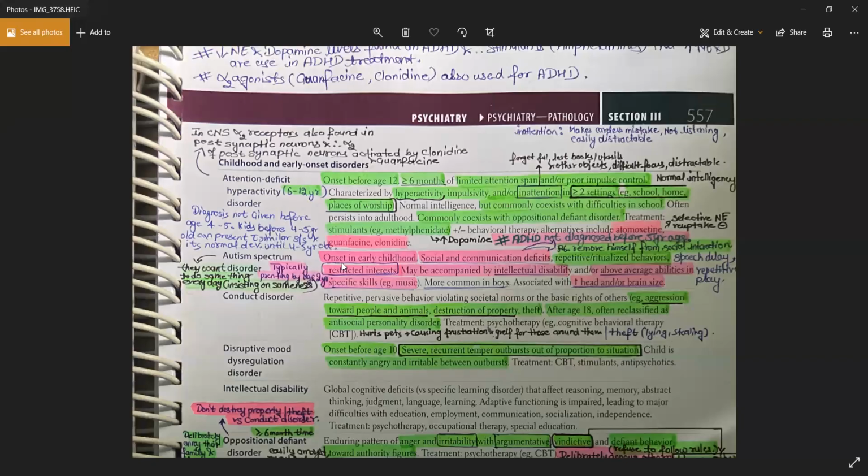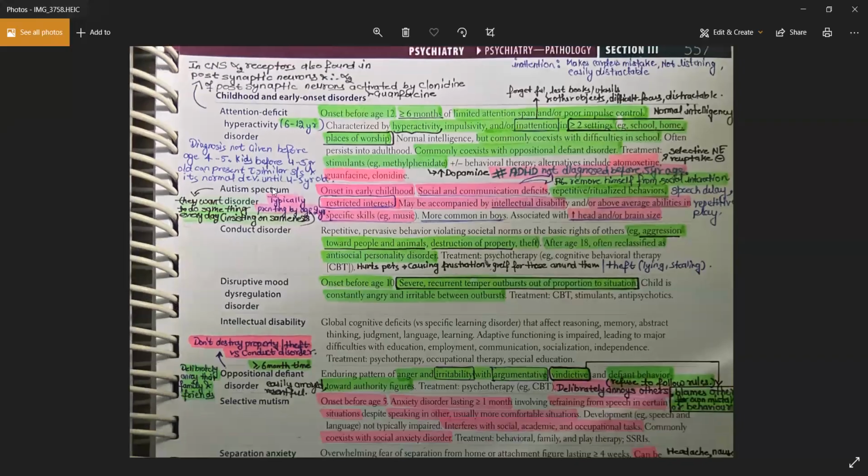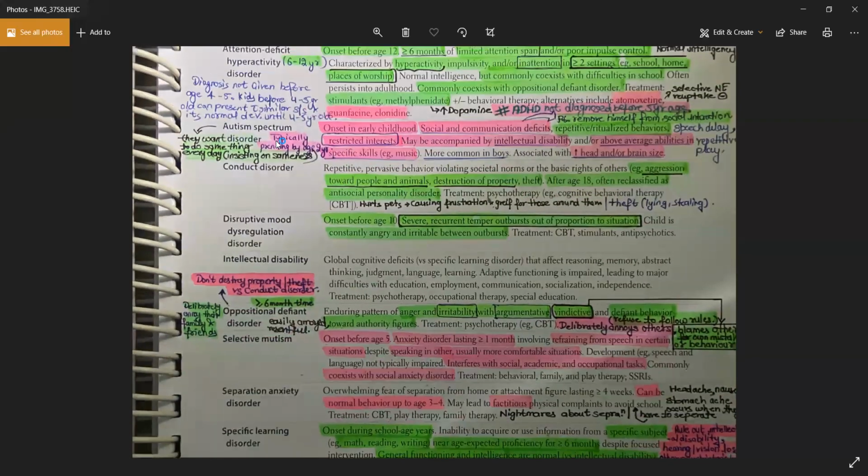Note that the diagnosis cannot be made before the age of 4 to 5 years, because kids before 4 to 5 years old can present with similar symptoms. But it is actually totally normal because they're still in the developmental stage. They're still developing their behavior. So all this ADHD-like behavior is normal before 4 to 5 years. They will have a loss of attention and a lot of hyperactivity before the age of 5 years, but not 5 or 6 years later.